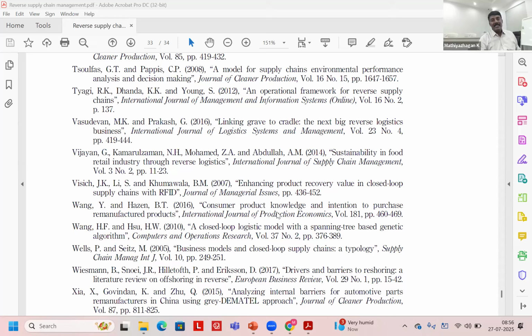ScienceDirect is part of the Scopus and Web of Science lists. It is one publisher, not a database. If you want to take papers from ScienceDirect, it's fine. Doesn't matter. Okay, is it clear? Yeah.